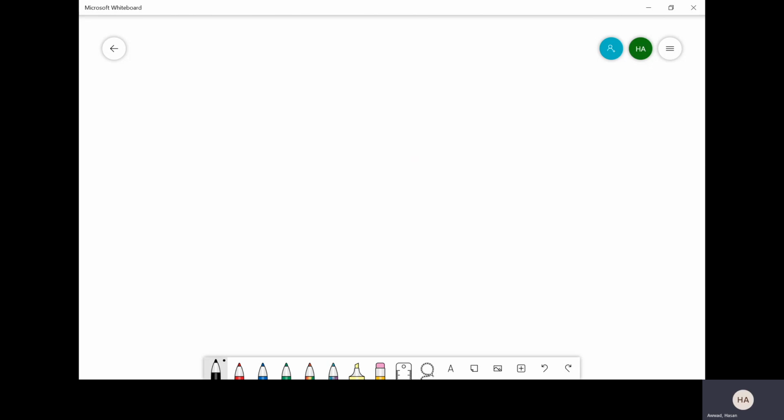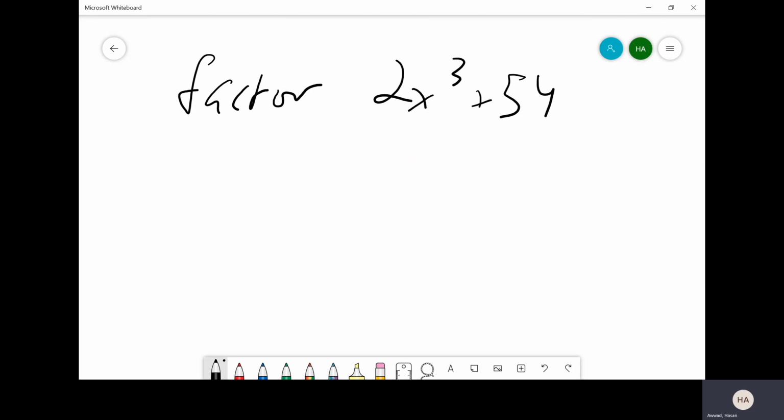Okay. So what I want to do is one more example for the special cases, and then we'll move on to another method. So let's look at factoring 2x cubed plus 54. And you think to yourself, oh God, we have to factor 54 somehow. This looks horrible. What are we going to do?